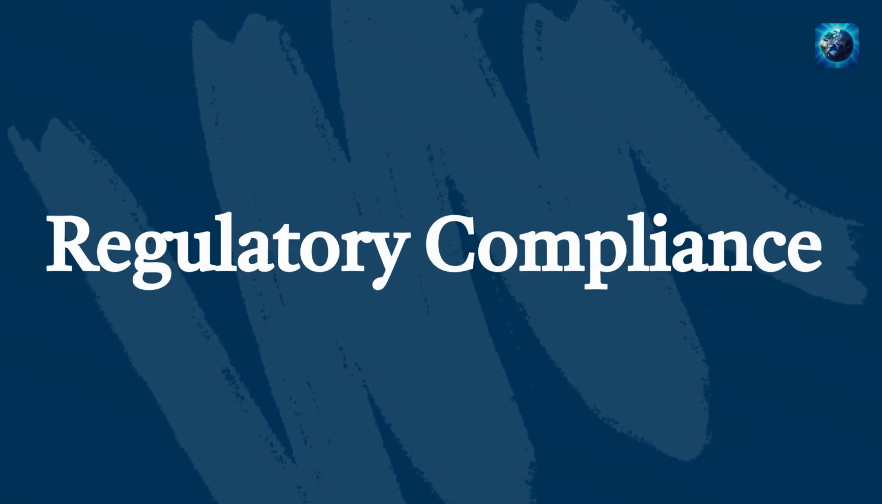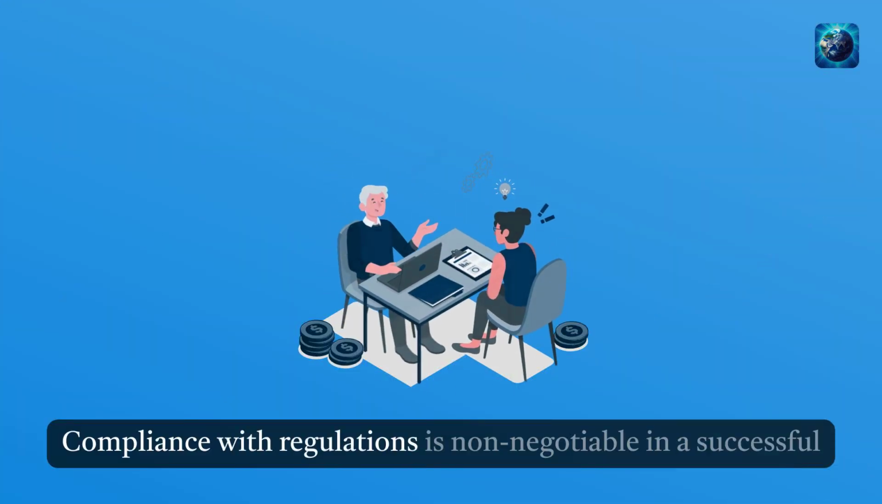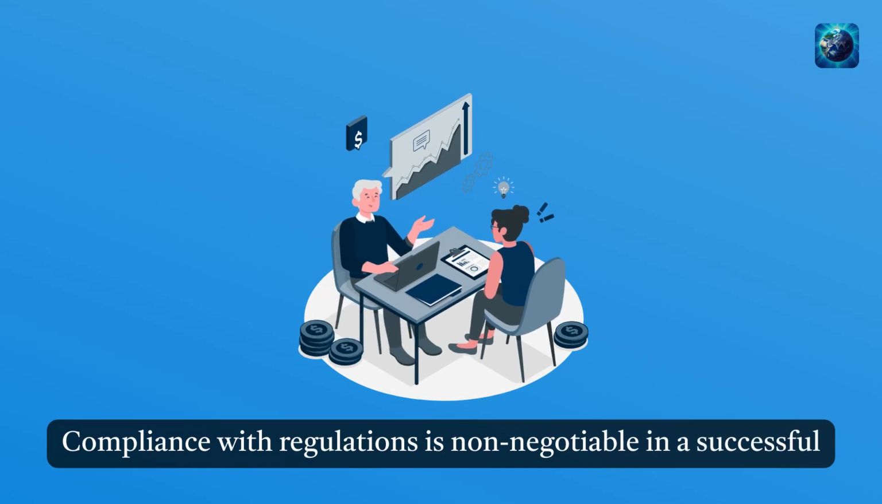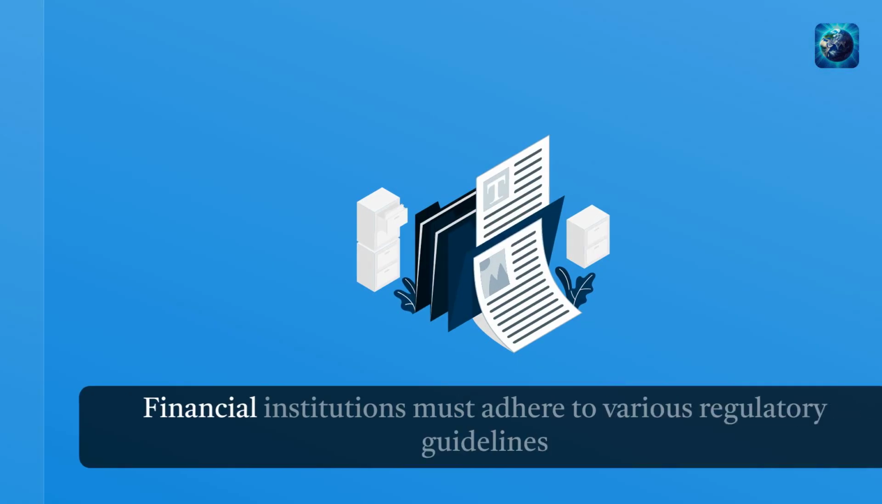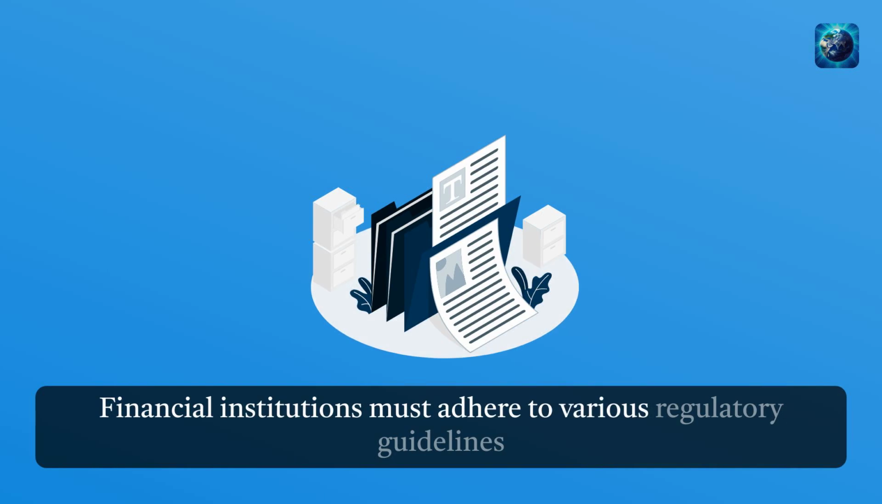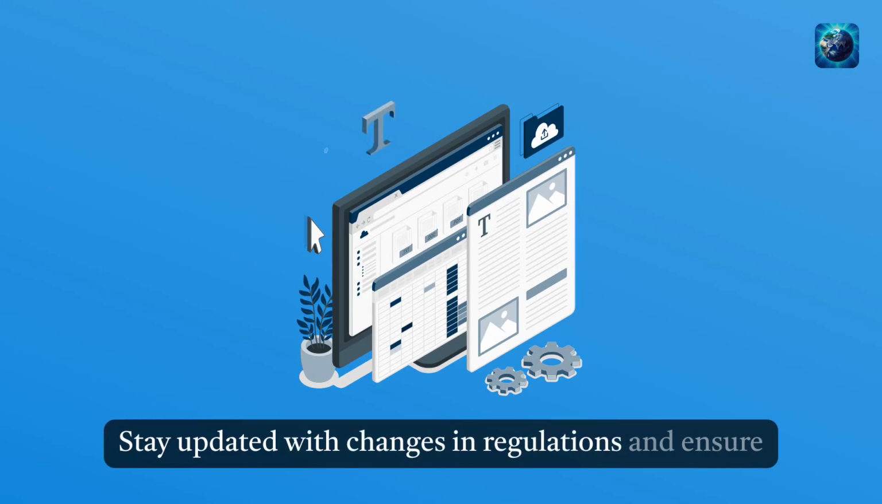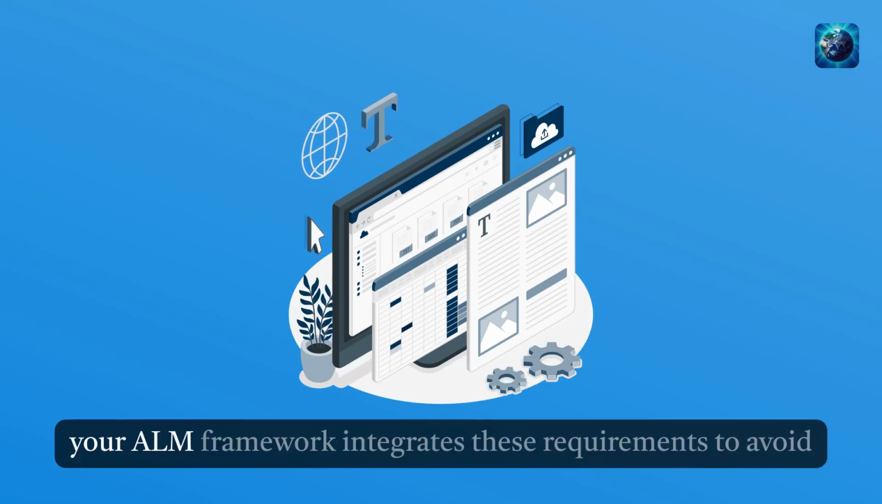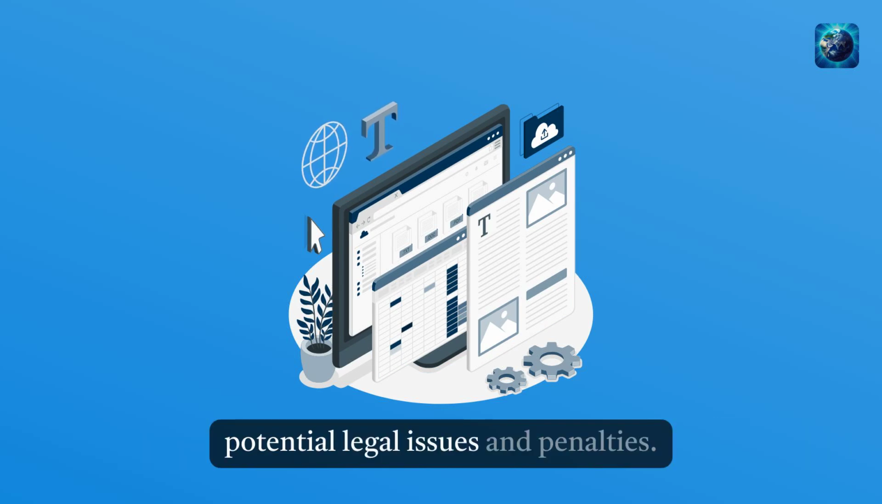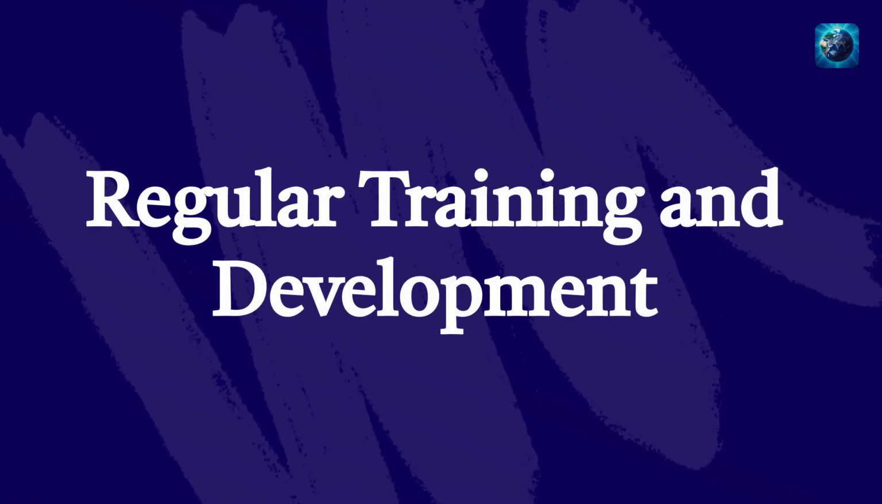Regulatory compliance. Compliance with regulations is non-negotiable in a successful ALM strategy. Financial institutions must adhere to various regulatory guidelines that govern risk management practices. Stay updated with changes in regulations and ensure your ALM framework integrates these requirements to avoid potential legal issues and penalties.